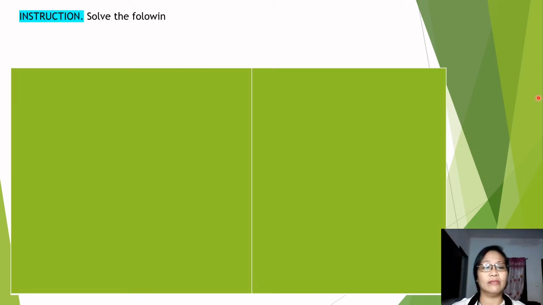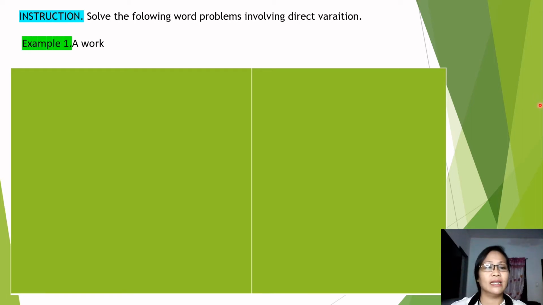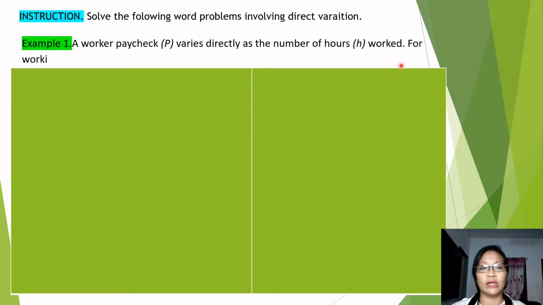Instruction. Solve the following word problems involving direct variation. Example number 1. A worker's paycheck P varies directly as the number of hours H worked. For working 20 hours, the payment is 1,000 pesos. Find the payment for 45 hours of work.